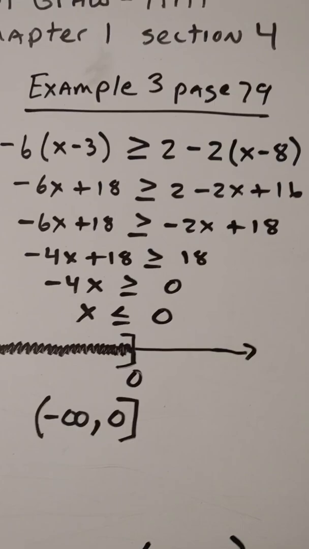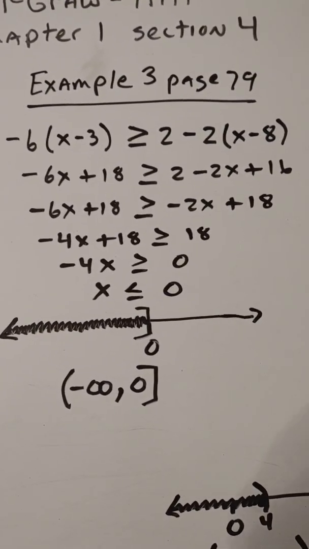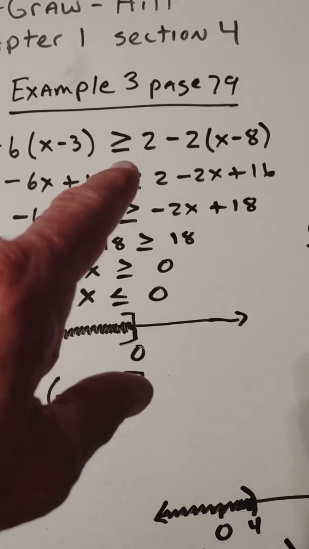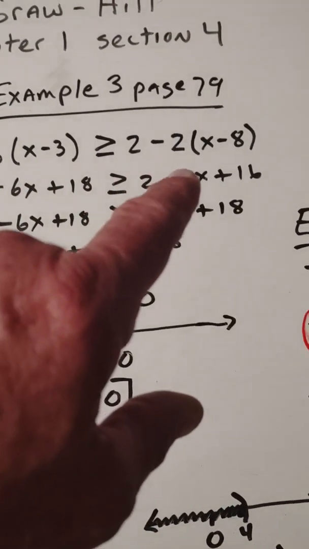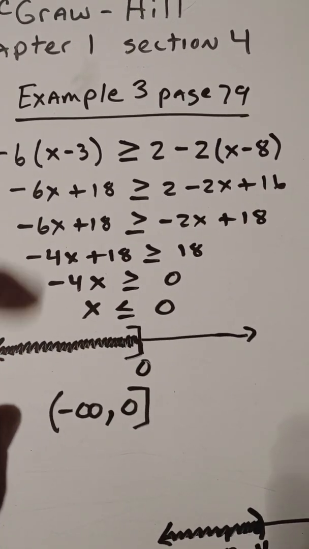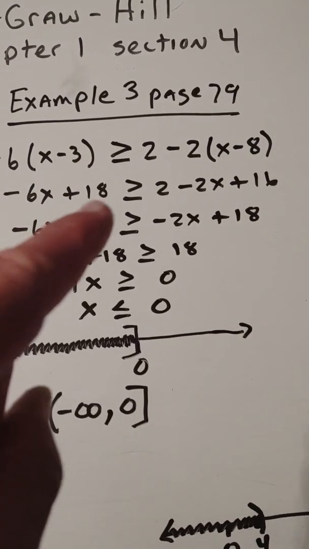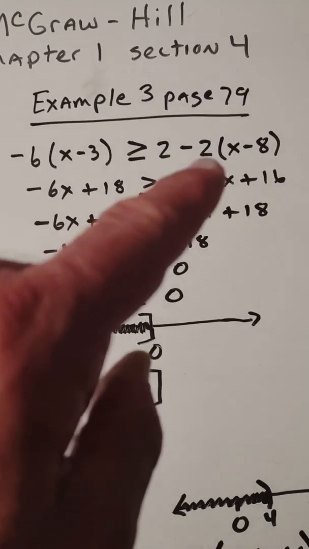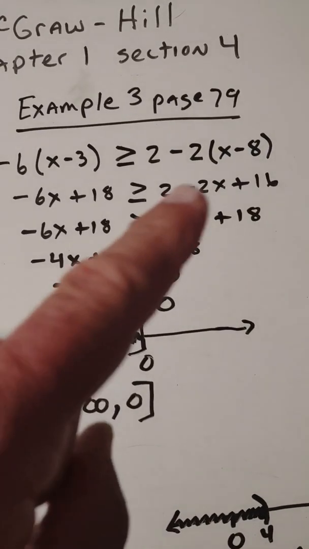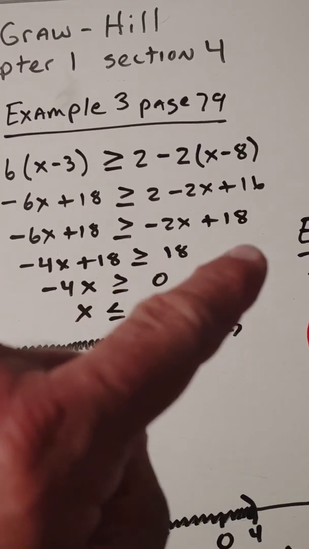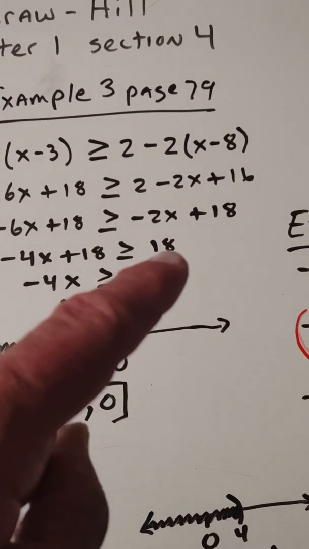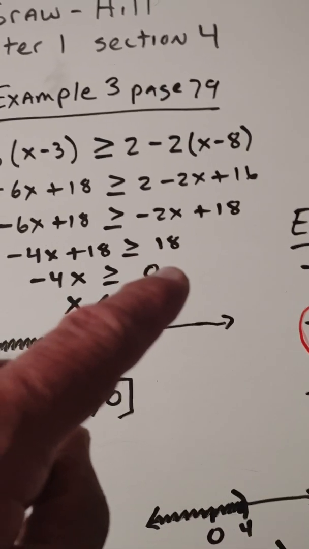Here's example 3, page 79. Same process. We have negative 6 times parentheses x minus 3 greater than or equal to 2 minus 2 times parentheses x minus 8. First thing we're going to do is distribute. When we distribute here, we get negative 6x plus 18. We distribute here, we get negative 2x plus 16. Combine like terms here, we get negative 2x plus 18. Add the 2x over, we get negative 4x plus 18 greater than or equal to 18.